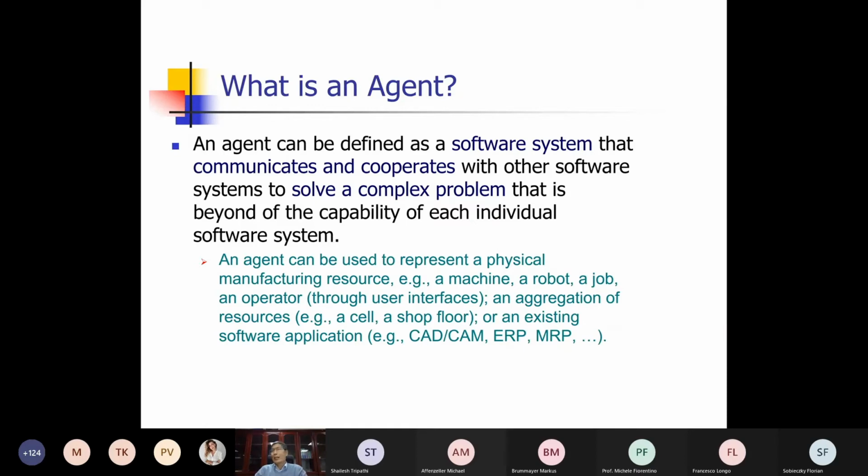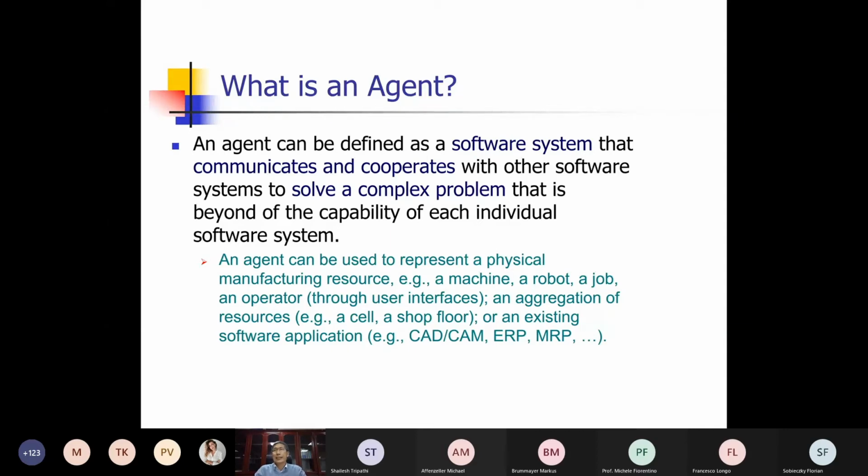Some people may ask a question: I'm always talking about software, but in many industrial applications there is lots of hardware like robots and machines. But I always argue that all the machines and robots communicate and cooperate with other agents through their software components. That's why in my definition, I always define an agent as a software component or software system.